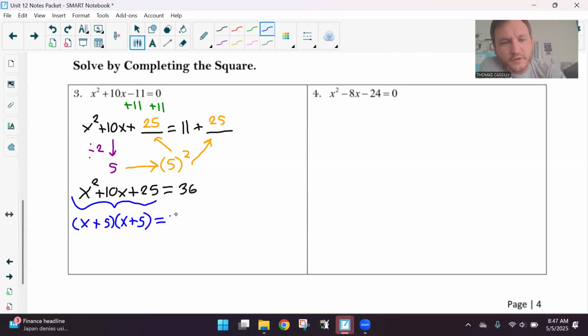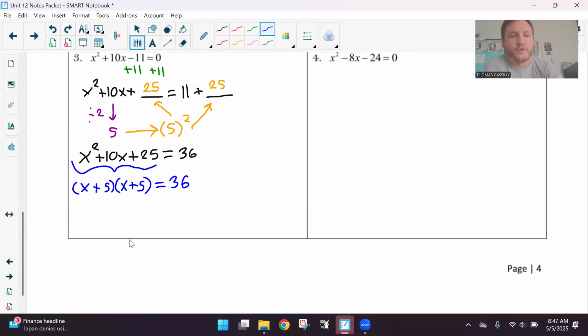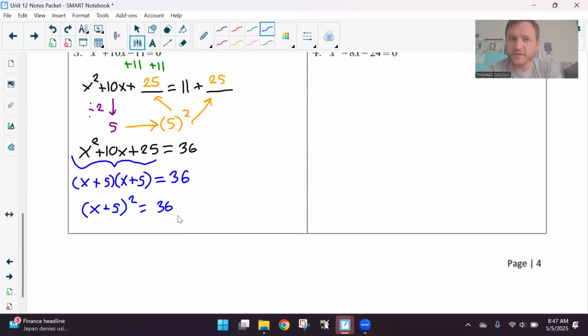That all equals 36. And remember, these two things should be the same, so they both need to be x plus 5 in this case. So instead of writing x plus 5 times x plus 5, let's write this as x plus 5 squared. That equals 36. Right? So now we can solve this. We have something in parentheses squared equals 36.